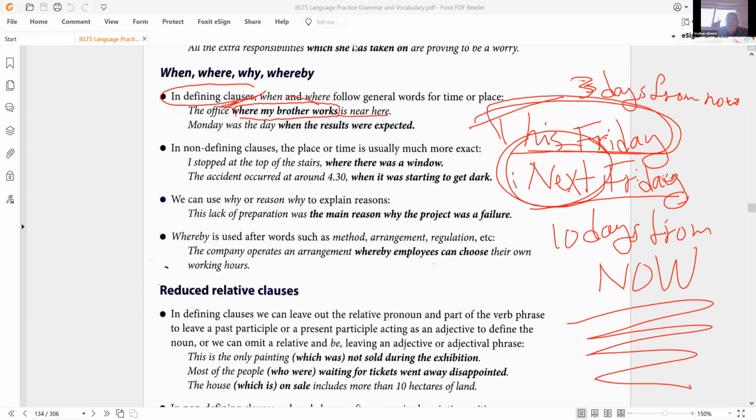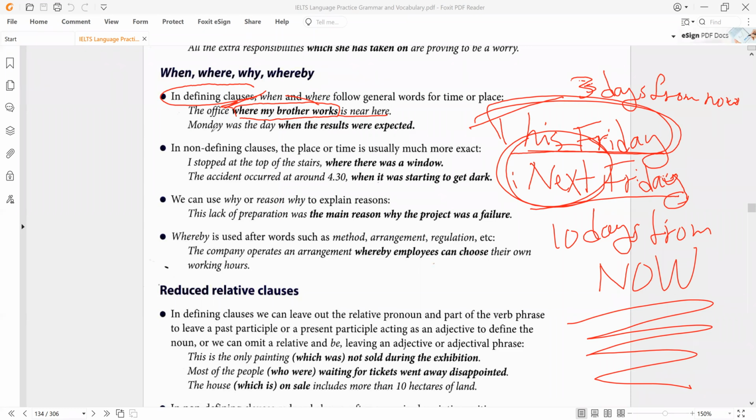Yes. If I say this Wednesday, it means tomorrow. This Wednesday means tomorrow. Next Wednesday, no, not tomorrow, the one next week. Okay, just to make this clear, because this is about the Arabic language.